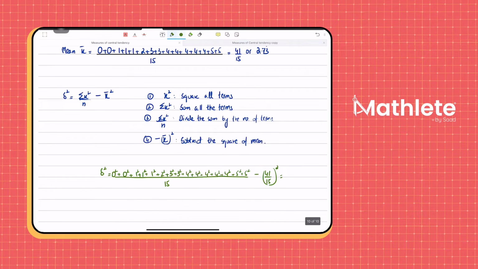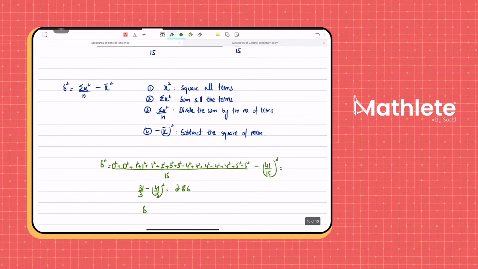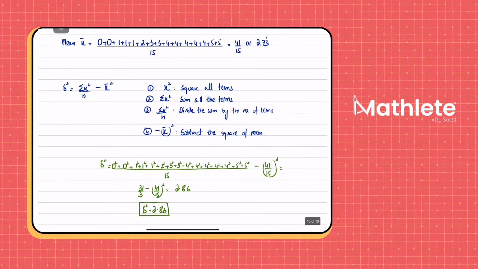All right, now let's do this. So here we get 31 upon 3 minus 41 upon 15 whole squared. Now I've worked this out from before so that we can save some time. So the final answer is 2.86. So that means the variance sigma squared is 2.86. And that is how you calculate variance.